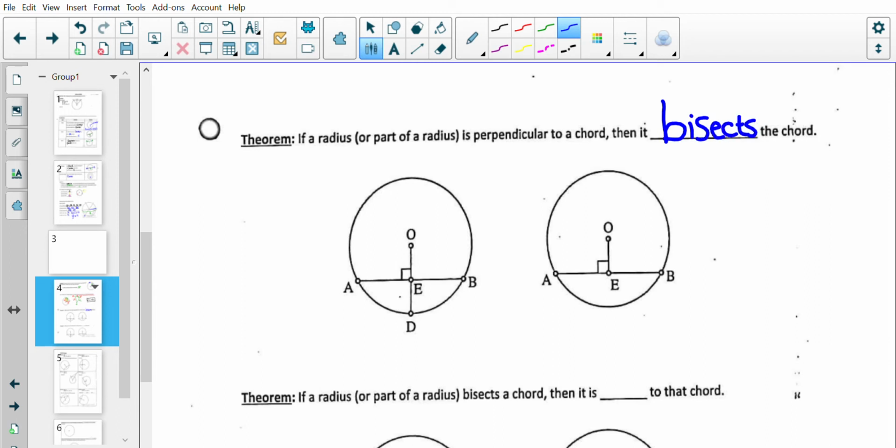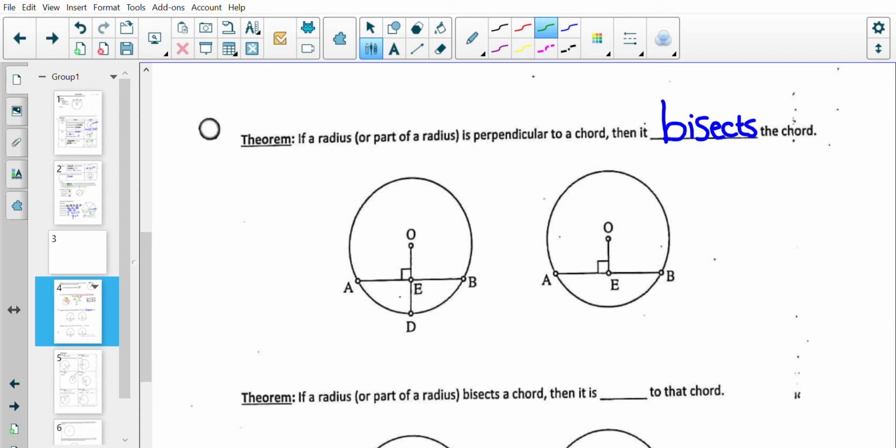And I'm just going to show you why real quick. Let's use the second example. So I have OE. Now OE is not a radius, but if we were to extend OE, it would eventually be a radius. So that's why we don't need a full radius for this to work. So it's a radius or part of a radius.